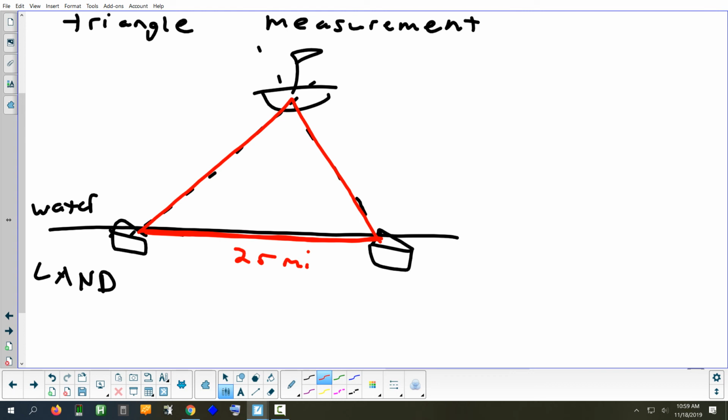From there, once the boat knows where they are and they have a fix on their position, then they can use a compass and continue monitoring their speed and their direction, and then figure out where to go from there. They just need to know where they are now, and then they can figure out where they'll be if they travel at a certain speed. So that's one thing we can do with trig.